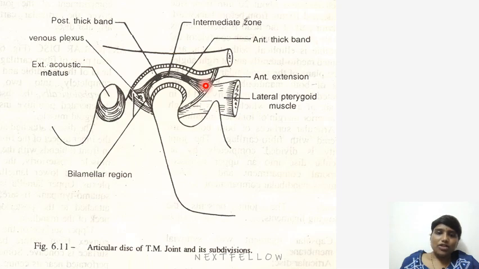And the attachments of this articular disc are: anteriorly it is attached to the inner surface of fibrous capsule, and posteriorly this articular disc will split out into upper band and lower band. The parts of articular disc from anterior to posterior are: anterior extension, anterior band, intermediate zone, posterior band. This posterior band divides into upper lamina and lower lamina. In between upper lamina and lower lamina, venous plexus are seen.